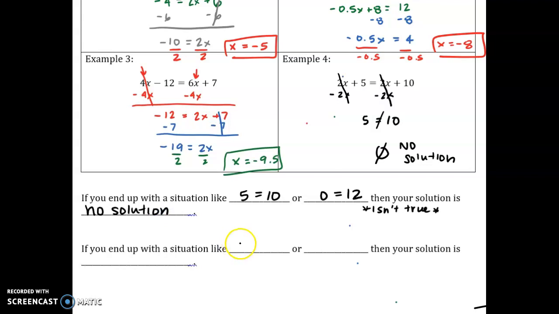If you end up in a situation like maybe 5 equals 5 or 0 equals 0, then your solution is called all real numbers. Because this is always true, no matter what value of x you have.